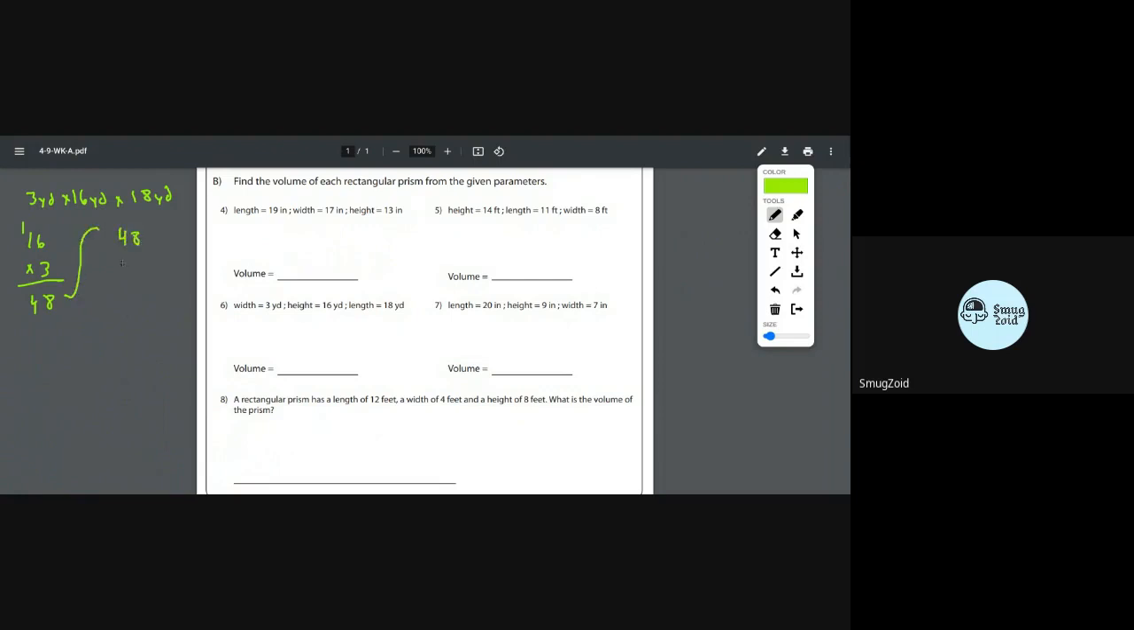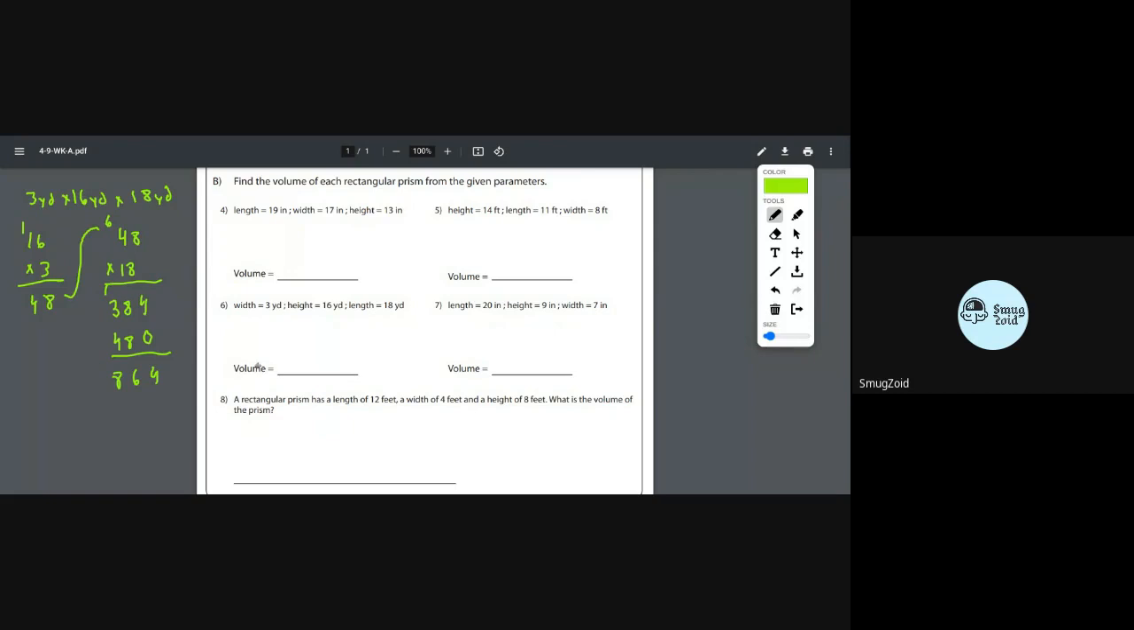48. I'm going to multiply it by 18 yards. All right. 8 times 8 is 64. 4 carry the 6. 8 times 4 is 32. Plus 6 is 38. Bring down a 0. Then I just write what? 48. Then I put it together. 4, 8 plus 8 is 16. Carry the 1. 864. Right?